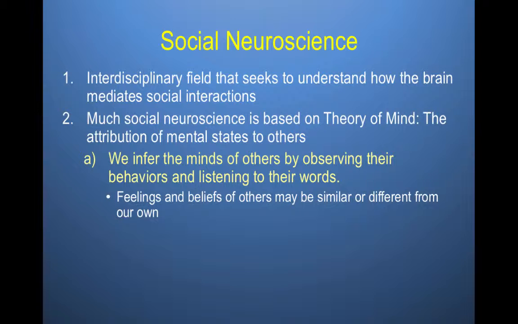So feelings and beliefs of others may be similar or different from our own. If we look at other people and we see that they have a particular expression on their face, or if they're engaging in a particular type of action, then our mirror neurons would fire and we would ask, okay, this facial expression, what would my own mental state be if I were exhibiting that facial expression? That's some of the basics of theory of mind.